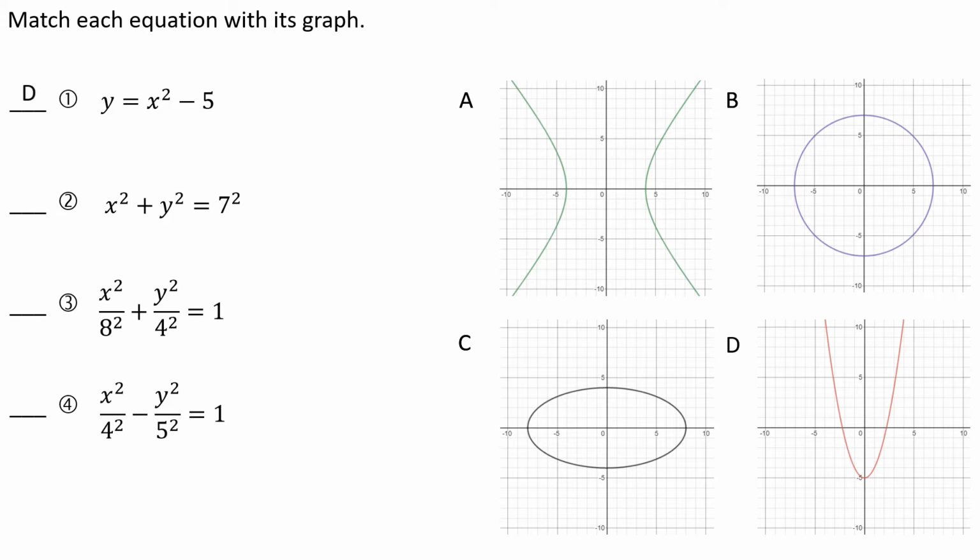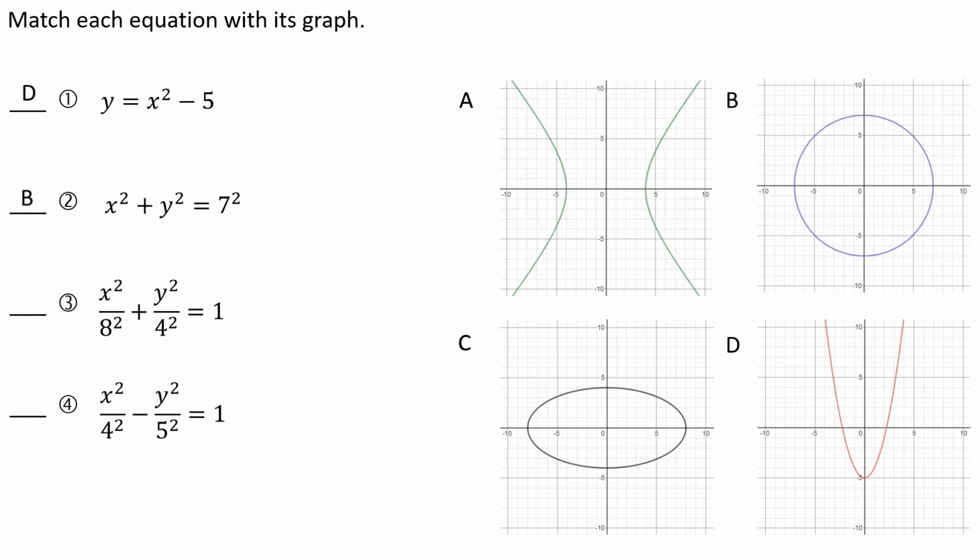Number 2, I wonder what shape that has to be. What conic section? Well, the x squared and the y squared, both variables are squared. Neither one has a coefficient. It's got to be a circle. The 7 squared tells me the radius has to be 7. Sure enough, B looks like a circle with a radius of 7.